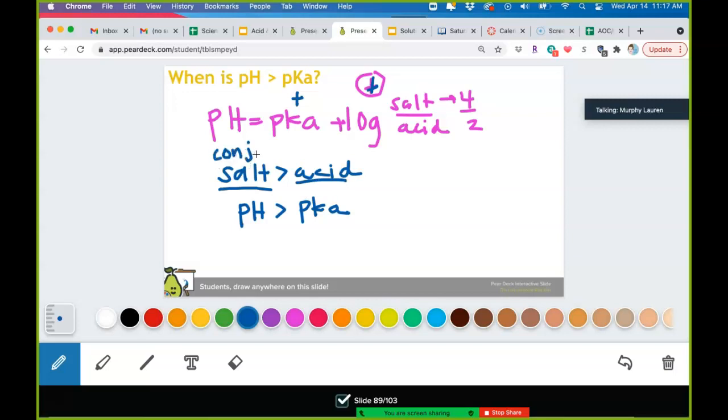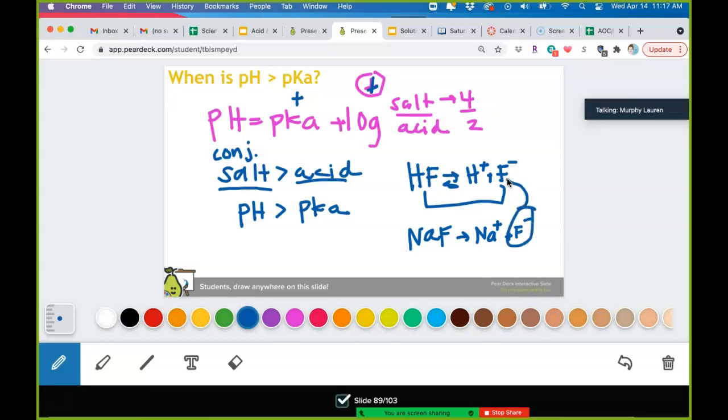You can also call this conjugate, salt or conjugate. Right? HF. H plus, F minus. Acid, conjugate base. This is a salt. Sodium. Salt. The conjugate is a salt. Okay?